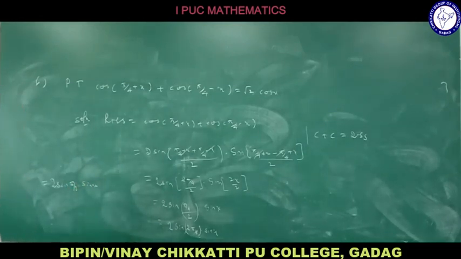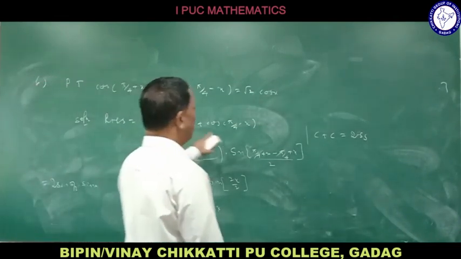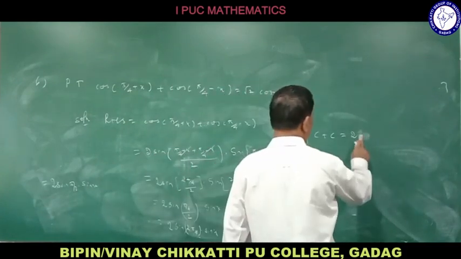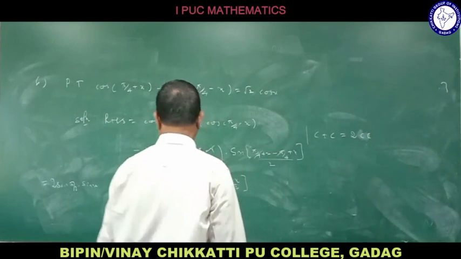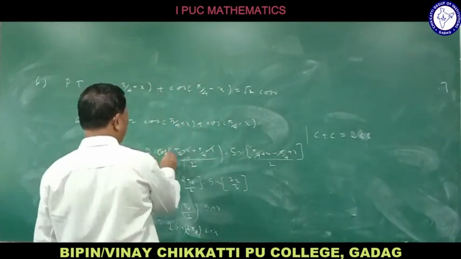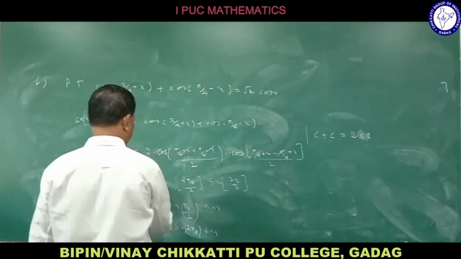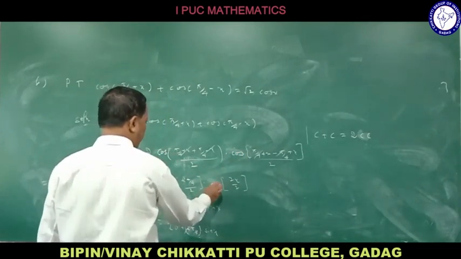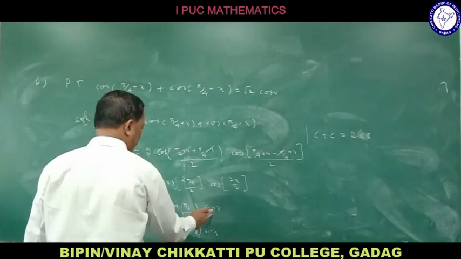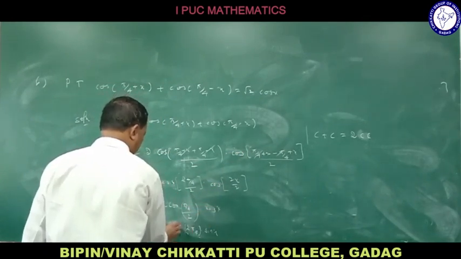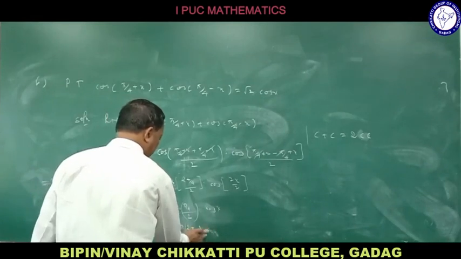And here you have to tell how you have got root 2. What is the answer here? Root 2 cos x. And here you can understand how things go wrong. The formula says cos C plus cos D is not 2 sin sin, it is 2 cos cos. So here also cos, and here also cos, and here also cos x.